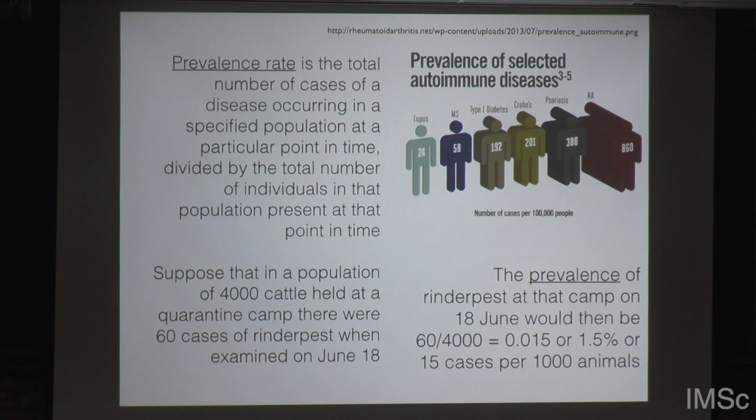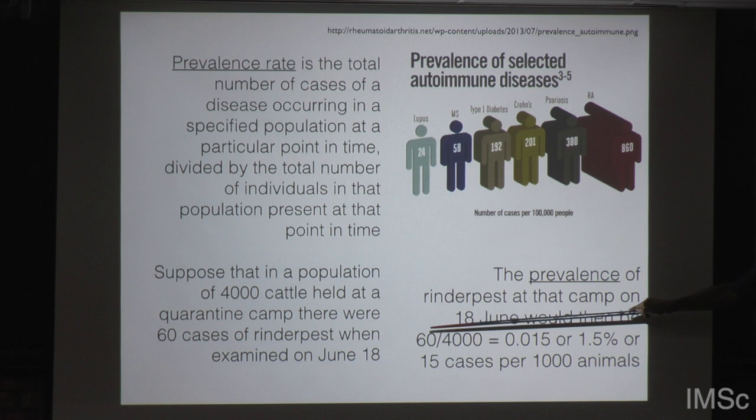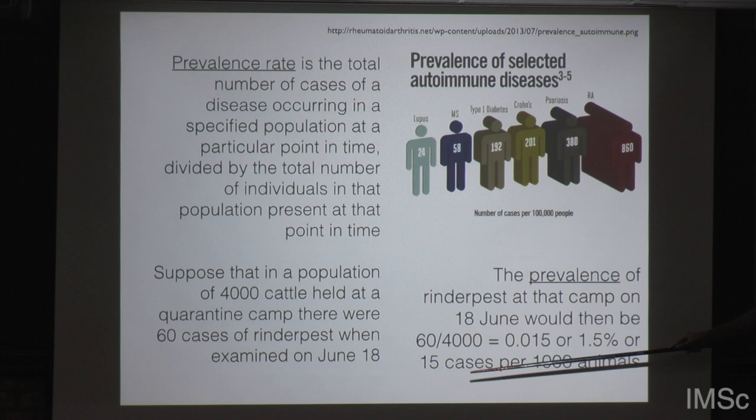So here's some examples. Suppose that you have a population of 4,000 cattle at a quarantine camp and there are some cases of a particular viral disease called Rinderpest, when examined on a particular day. So the prevalence of Rinderpest at that camp on 18th June is 60 cases divided by the population, which is 0.015, or 1.5%, or 15 cases per 1,000 animals, which is normally the way in which you specify a prevalence.